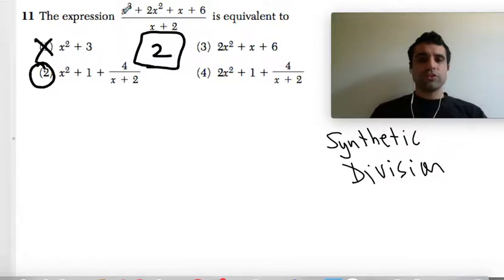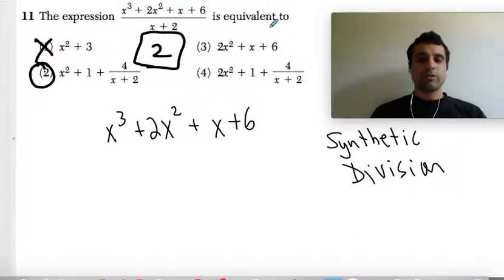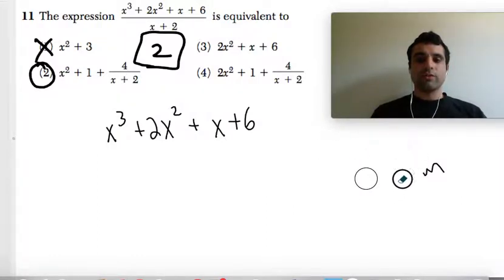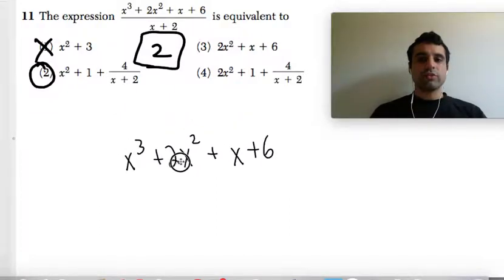But what you want to make sure you have is standard form and no missing exponents. So the exponents go 3, 2, 1, 0. We're not missing any, because if there was, we'd want to put a 0 coefficient in front. For example, if there was no x, I'd want to put plus 0x. So we don't need to. I think we'll have time to do synthetic division too, because there aren't a lot more questions to do. So x cubed plus 2x squared plus x plus 6, and on the outside, we're dividing by x plus 2.